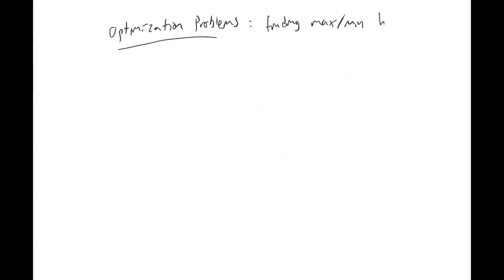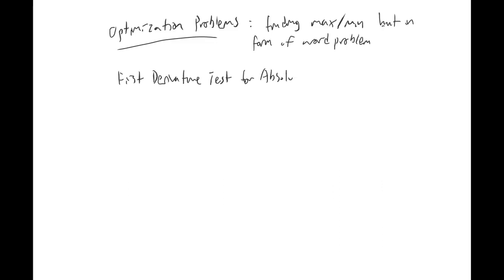Okay, so moving on, optimization. Basically, the best way for me to say it is finding max and min, right? But in the form of a word problem. So before we had a first derivative test, right, for local max, local min. That's locally, right? But you could think of it the same way, right? So there's a first derivative test for absolute extreme values, right? So instead of an interval, it's basically on the whole real line.